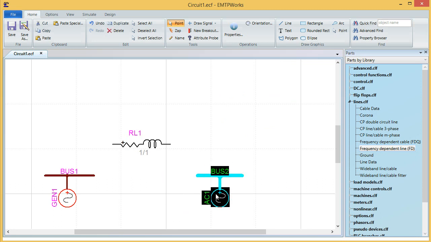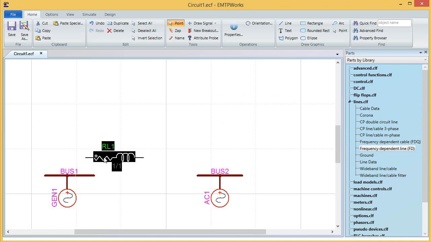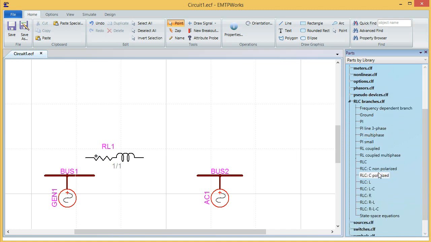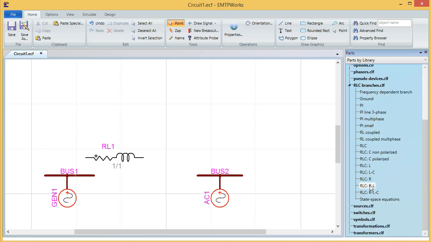And for each line, I'm going to use 2 RL branches, because I will put a fault in the middle of each line. Okay, so where is RLC branches? Yeah, here. So in RLC branches, I use RL branch.